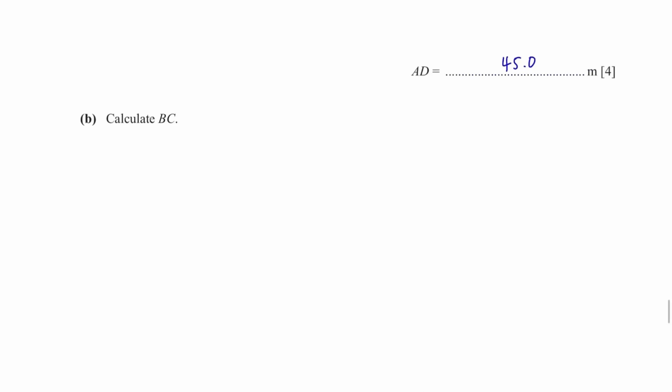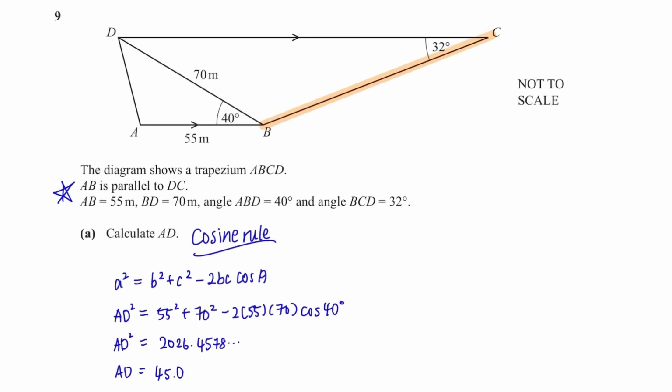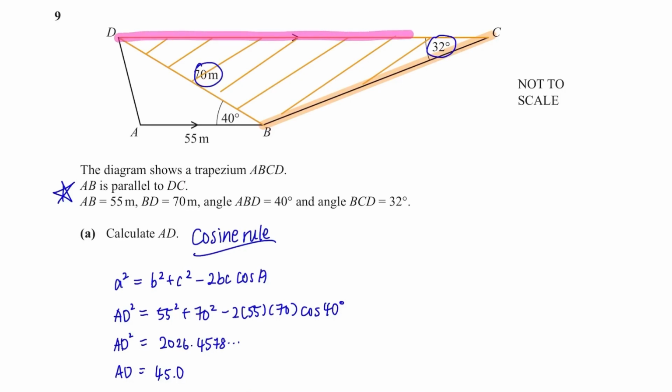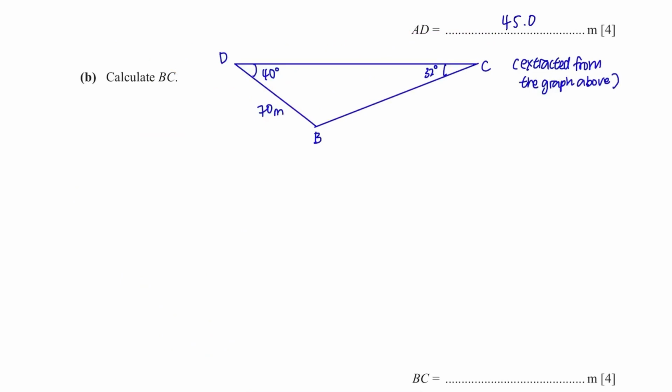Part B. Calculate BC. We can use this triangle BCD, but we only have one angle and one side. Since these lines are parallel, this angle of 40 degrees is the same as this angle BDC. So we found one more angle here. This time we know two angles and one side, so use the sine rule.